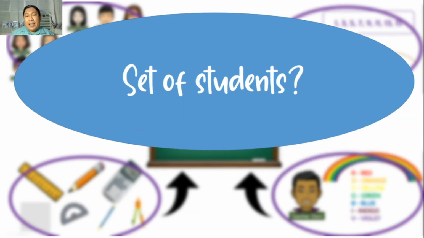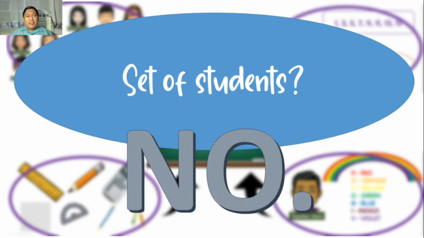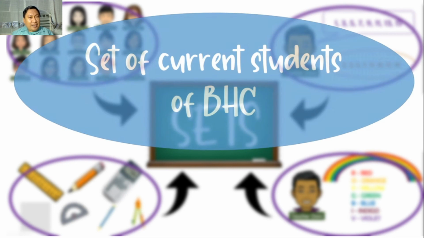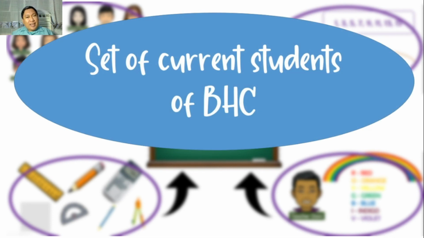How about a set of students? Is this a well-defined set? The answer is no, because we have different kinds of students. We have current students, we have alumni, we also have different sets of students from one school to another. That is why the set of students is not well defined. But we can make the idea of the set of students well defined. How? By making it, for example, the set of current students of BHC.